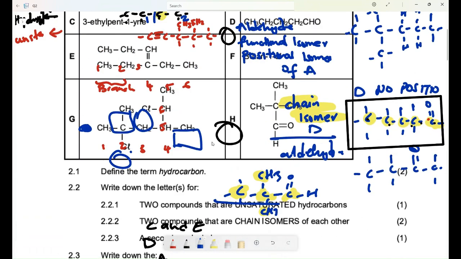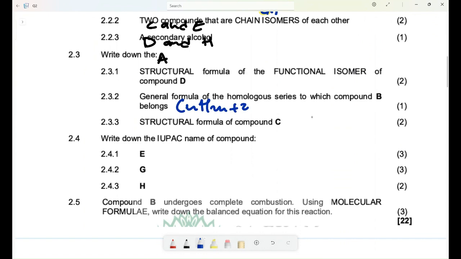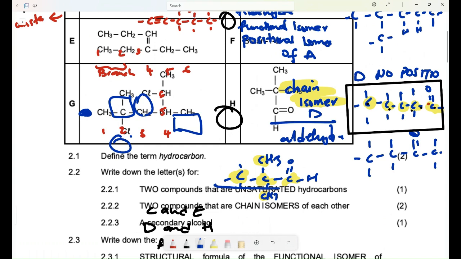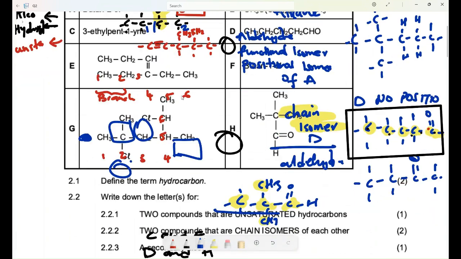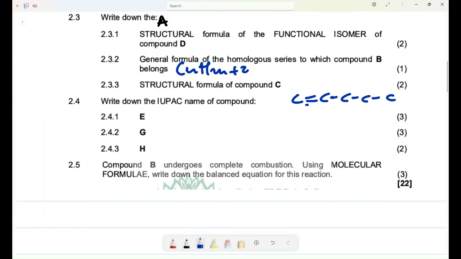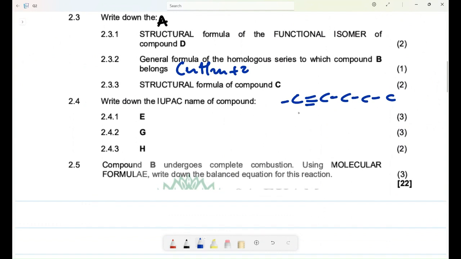Structural formula of compound C, 3-ethylpent-1-yne. The longest chain is 5: 1, 2, 3, 4, 5. Now let's check. Let's start with the functional group, which is 1-yne. So at carbon number 1, we have a triple bond. And at carbon number 3, we have an ethyl group, because we have 3-ethyl. If this is 1, 2, 3, 4, 5, then this is number 3. So I'll have the ethyl like that.